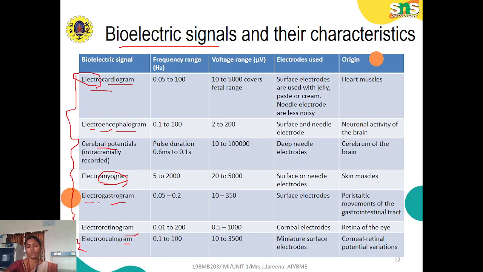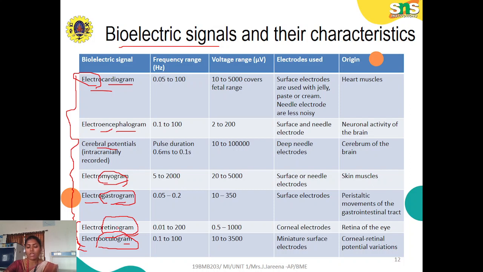Then the fifth one is electrogastrogram. Here we are focusing on the stomach part. Then retinogram is the retina, and oculogram is the eyeball movement. These two, electroretinogram and electrooculogram, both measure the electrical activity related to the eye, but with retinogram we focus directly on the retina, because the important part of the eye is the retina, which carries the rods and cones. The main receptors, the photoreceptors present in the retina, are mainly responsible for our normal vision.